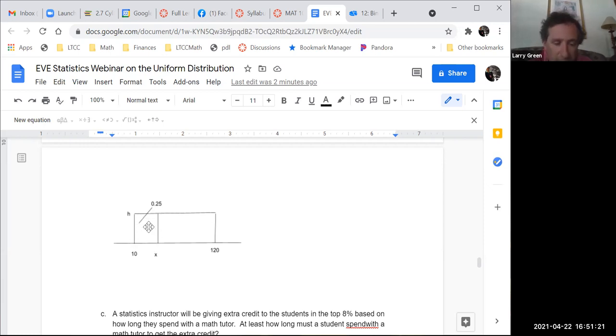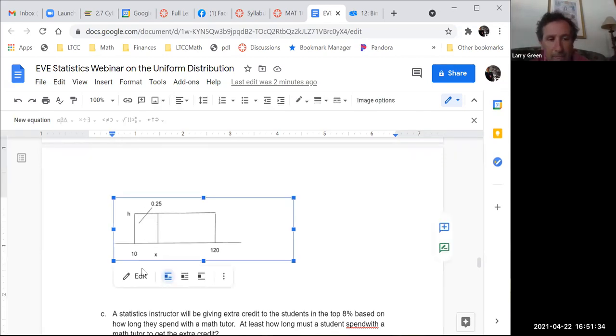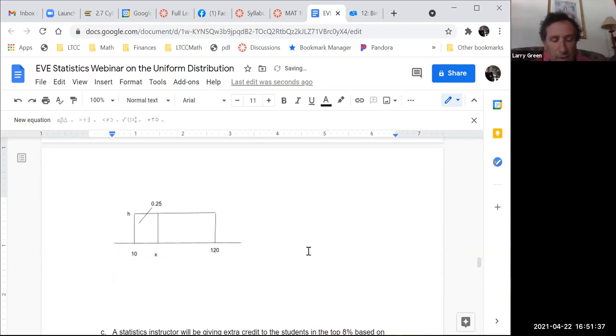Okay. So if you're ever given a probability, or a quartile, or a percentile, that means you're given the area and you want to find X. So in this case, our area equals 0.25. And as always, we have a rectangle here. What's the formula for the area of a rectangle in general? It's always a good idea to write it down. Yeah, base times height.